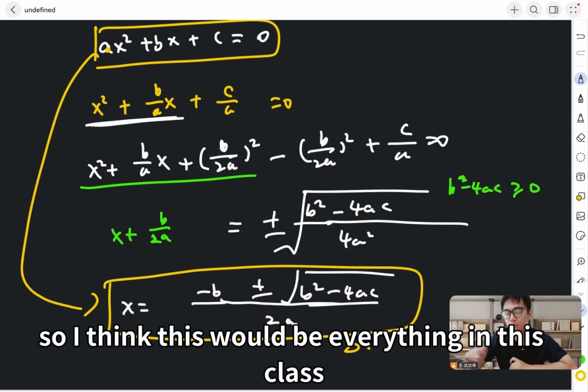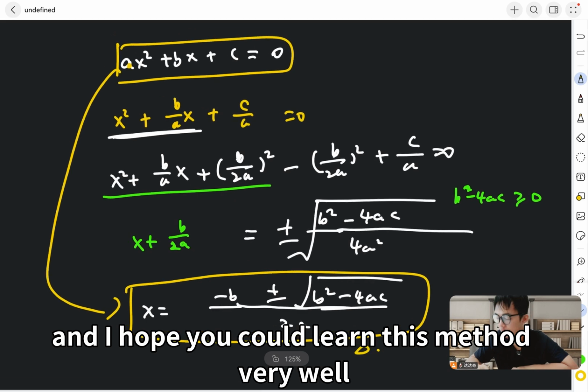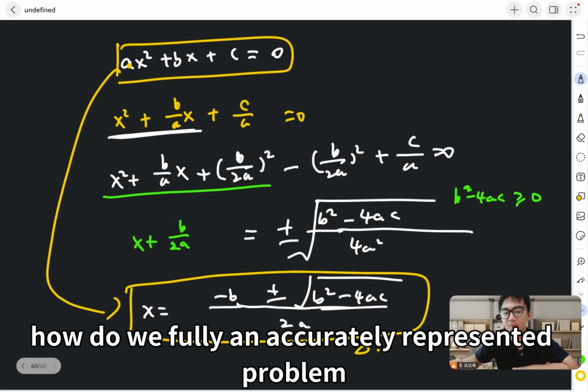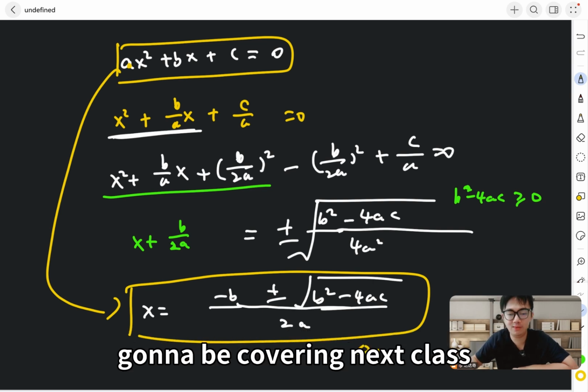So I think this would be everything in this class, and I hope you could learn this method very well because it's very functional. And think briefly, how do we fully and accurately represent a parabola on a coordinate plane? And that will be what we're going to be covering next class.